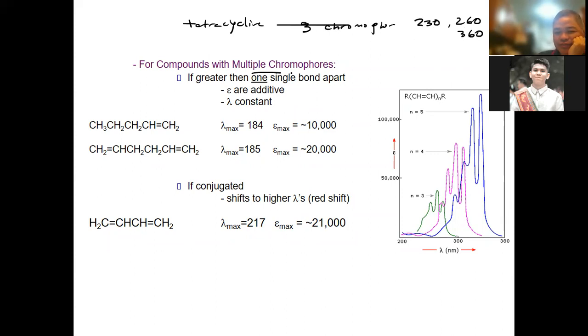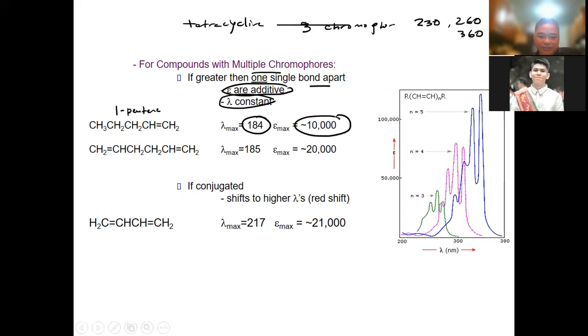So for compounds with multiple chromophores, if they are greater than one single bond apart, your molar absorptivities are additive, and the wavelength is constant. So for instance, this one, 1, 2, 3, 4, 5. So this is what? 1-hexene or pentene. So it has a lambda max at 184, and the molar absorptivity at lambda max is 10,000. Now, if you have this one, 1, 2, 3, 4, 5, 6. So this is 1,5-hexadiene.